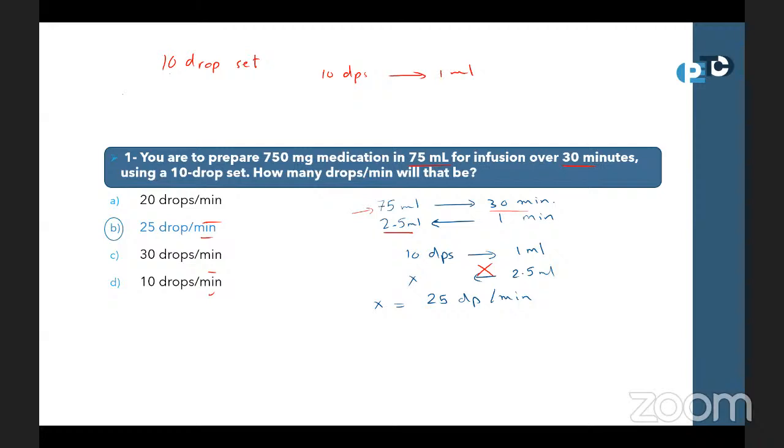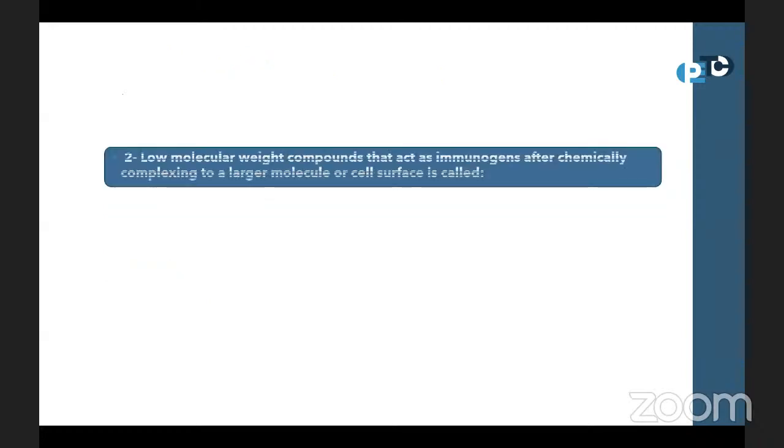Let us see the next question. Low molecular weight compounds that act as immunogen after chemically complexing to a larger molecule or cell surface are called what? What do we call this molecule? A small molecule will give an immunological reaction when it is attached to a bigger one.